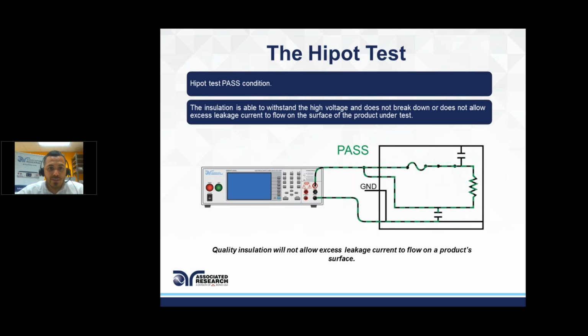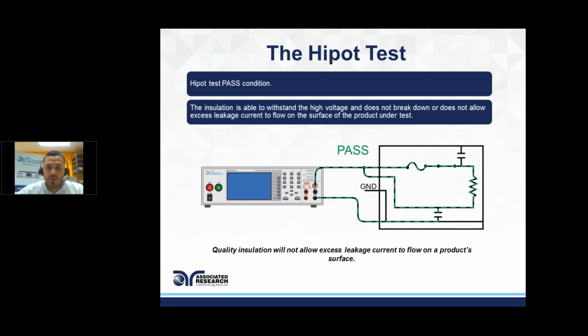The insulation is actually able to withstand this high voltage and does not break down, nor does it allow excess leakage current to flow on the surface of the product. Okay, so ideally, as desired, we would be applying this high voltage to my line neutral, and now we're returning on the ground circuit, applying an electric field between this insulation. Okay, so now I have an electric field.